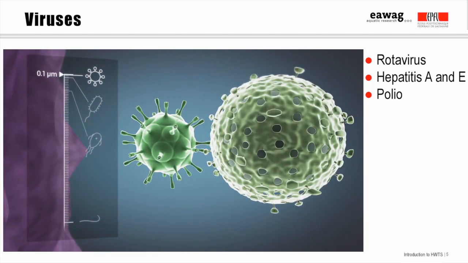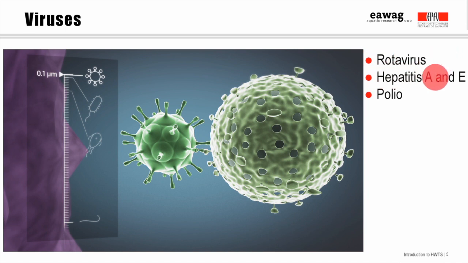The smallest of the pathogens are the viruses, which are typically 0.1 microns, that's the same as 100 nanometers, or even smaller in diameter. Viruses don't have an independent metabolism. They can only grow or reproduce within a living host cell and cannot multiply within the environment. Many viruses are host-specific, causing disease in humans or specific animals only.